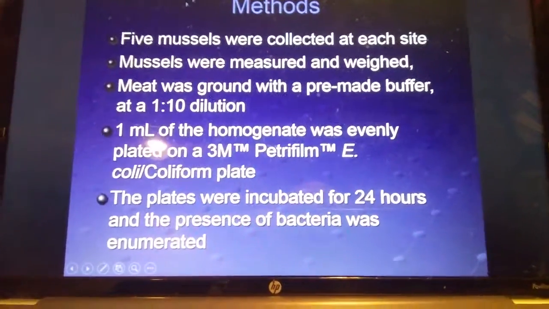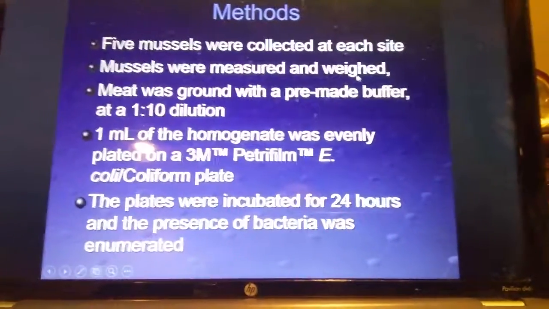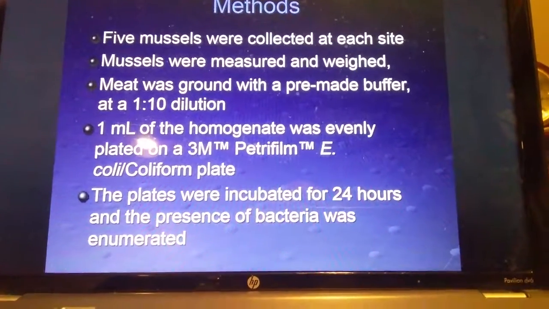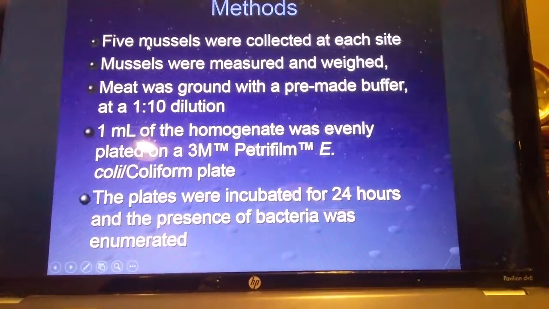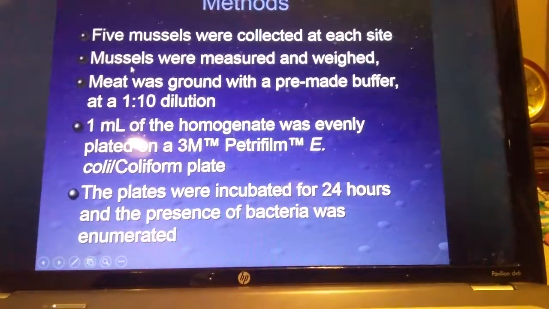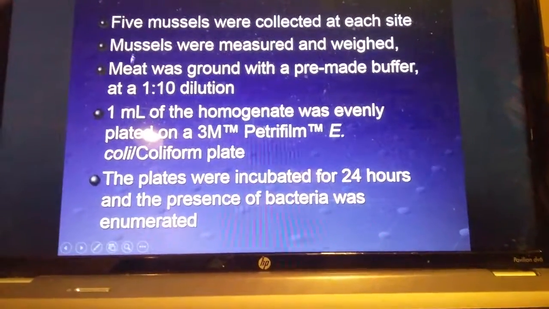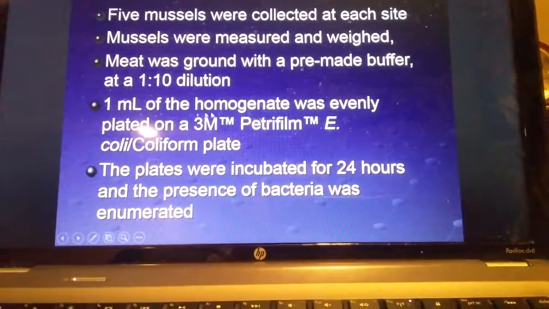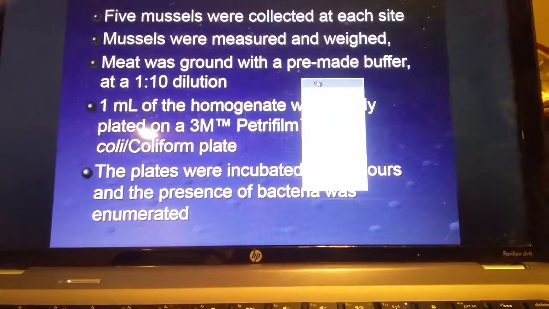So in the materials and methods, I'm not going to read all of this to bore you, because the main goal of this paper is to identify the hypothesis. Usually in the methods, they will tell you where they collected, the sites we mentioned, how you measure these mussels. You measure them, you weigh them. So we get the meat, how do you grind them up? And then, how do you get the bacteria out?